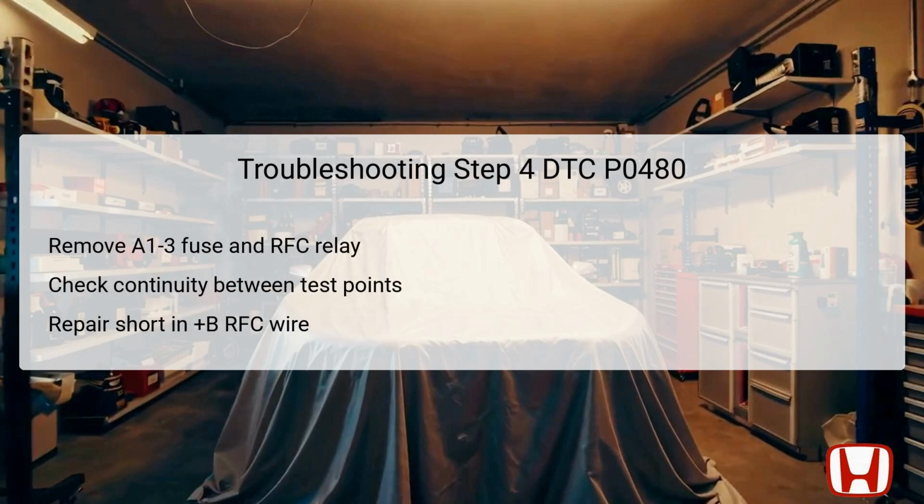In this step, start by removing the brown number A13 50A fuse along with the RFC relay. Once these components are disconnected, continuity must be checked between specified test points. This step focuses on determining whether there is a short in the plus B RFC wire, the wire providing power to the RFC relay.